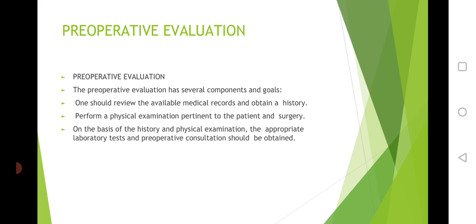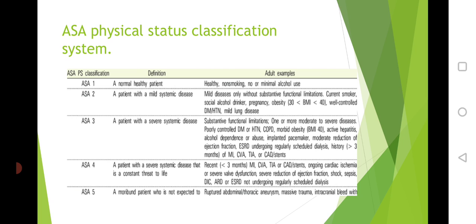The preoperative evaluation has several components and goals. One should review the available medical record and obtain a history, and perform a physical examination pertinent to the patient and surgery. On the basis of the history and physical examination, the appropriate laboratory tests and preoperative consultation should be obtained. Then the ASA physical status classification.